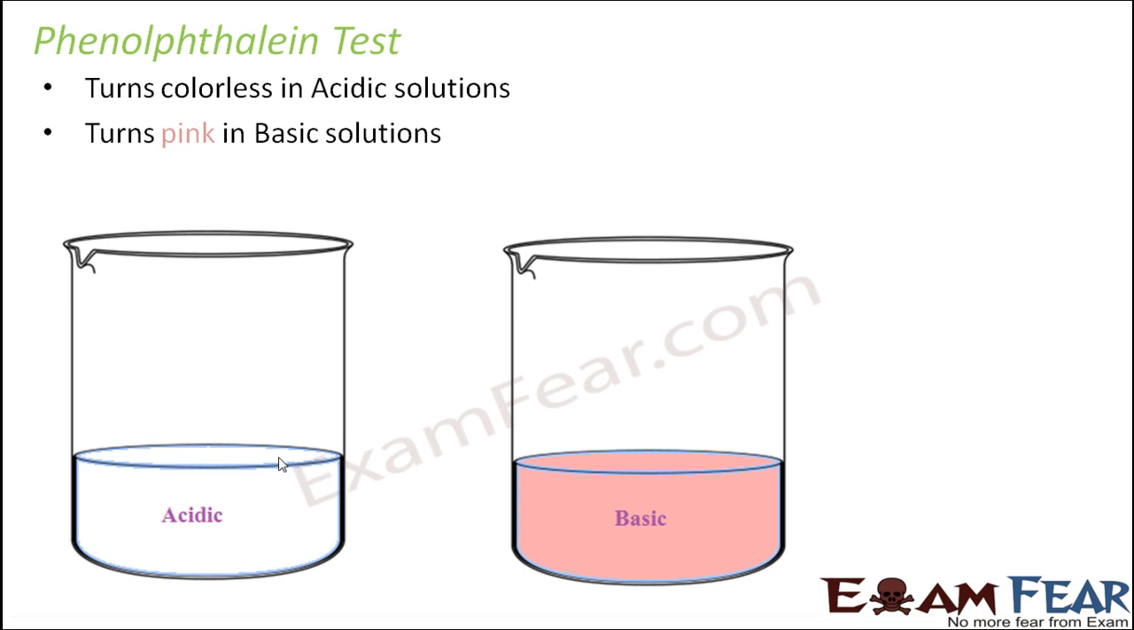So these were some of the indicators which are used to decide which substance is acidic and which one is basic.